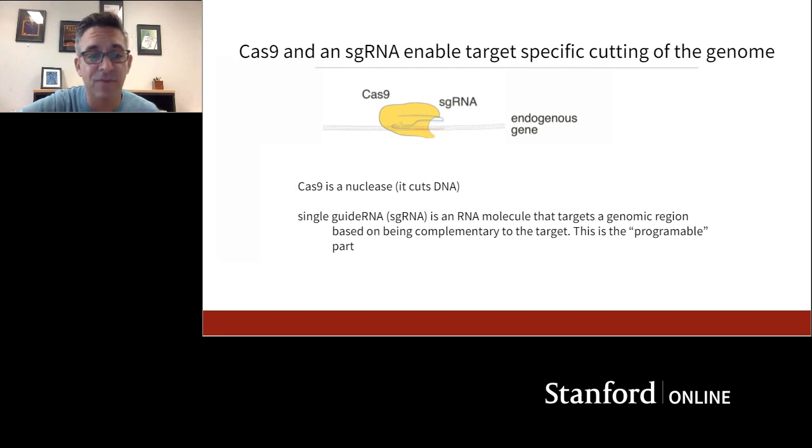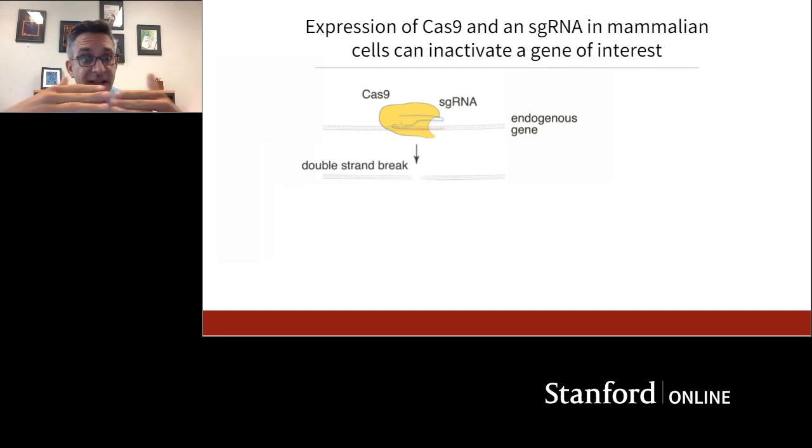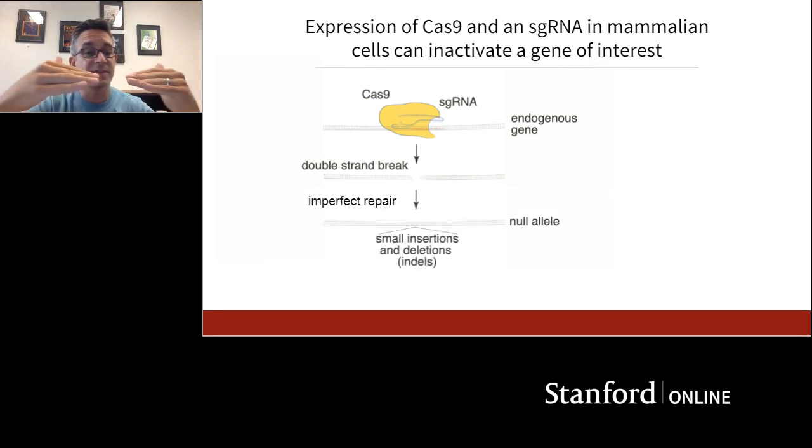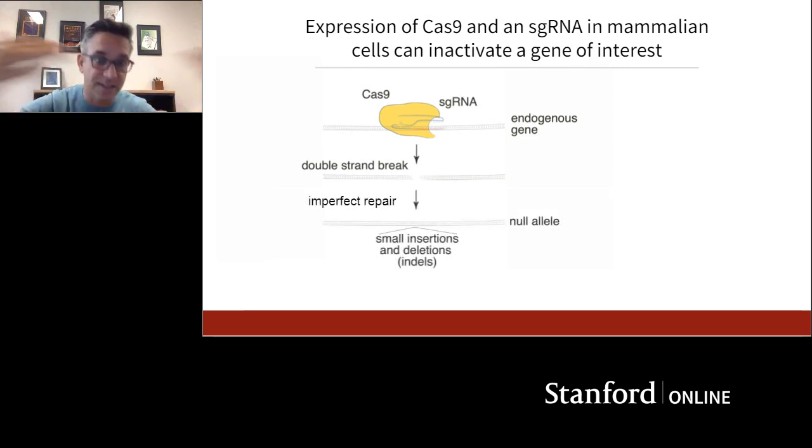And the reason that's useful is when you create a double-strand break in the DNA, it then undergoes these natural repair processes, just like our DNA often does. If it gets broken, it can repair. But that repair is not always perfect. So you can get these small insertions and deletions that then essentially break that gene.